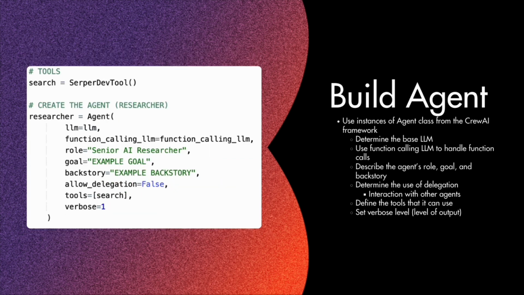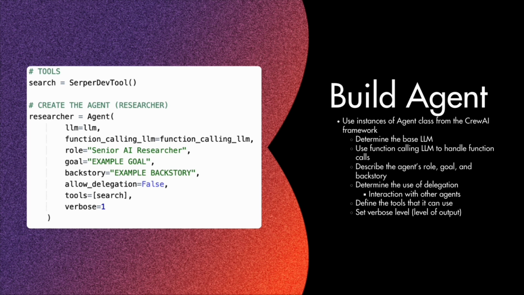Next, we can now build the actual AI agent itself by using instances of the agent class from the Crew AI framework. In the image on the left, a researcher agent is used as an example. We first have to determine the base LLM that it uses. In this case, the base LLM is the first LLM that was created earlier, and the function calling LLM to handle function calls is our second LLM.